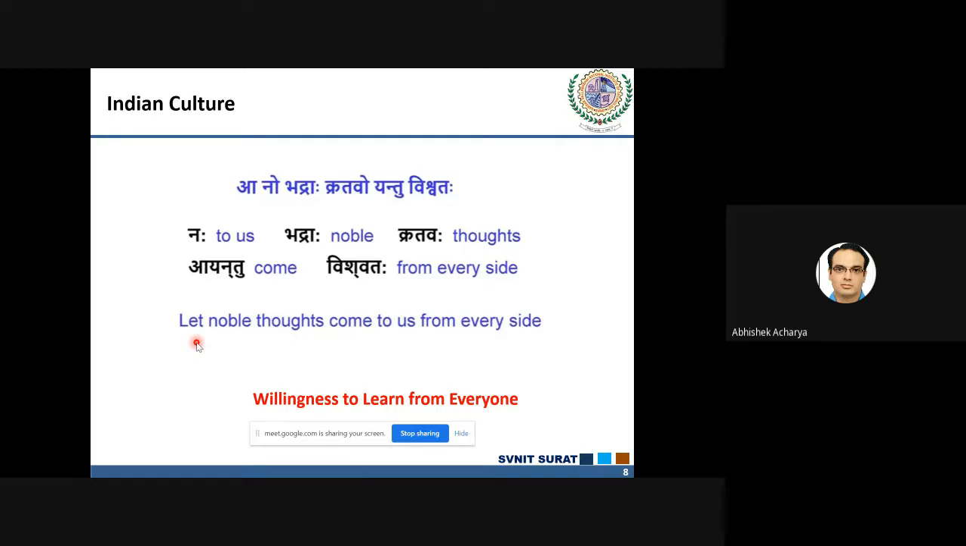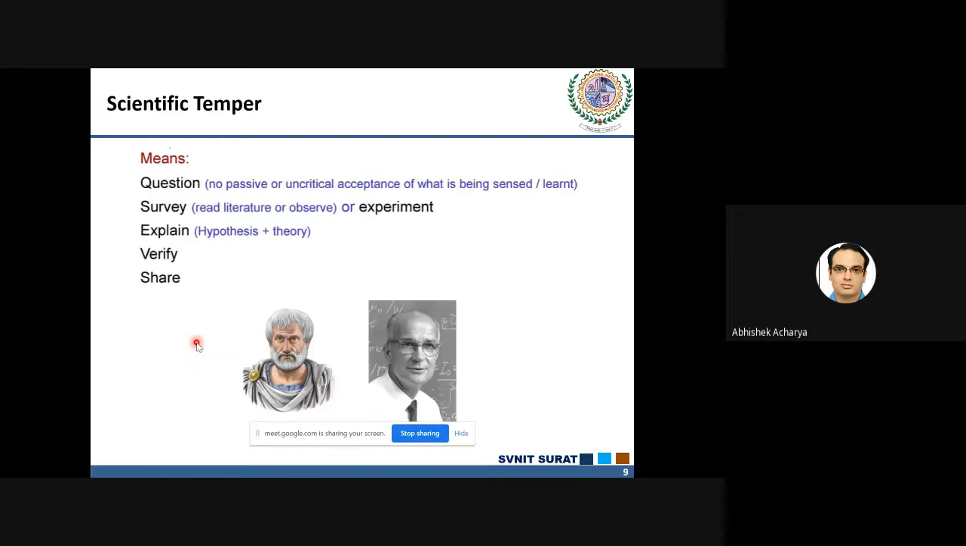So this was the heritage of the Indian education system or Indian socio-economic system, that let noble thoughts come to us from every side. That is where the concept of learn from everyone came into existence. I should not say listen to everyone, I must say learn from everyone. So I must correct myself. One should have the willingness to learn from everyone. That is what our Indian culture is. Now, what is the advantage of getting noble thoughts from every side? I'll discuss that later on.